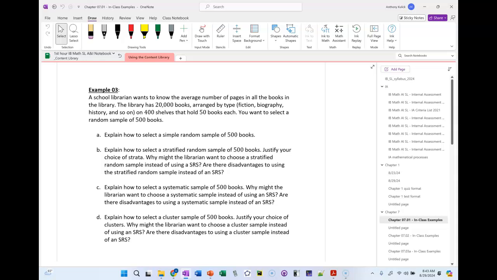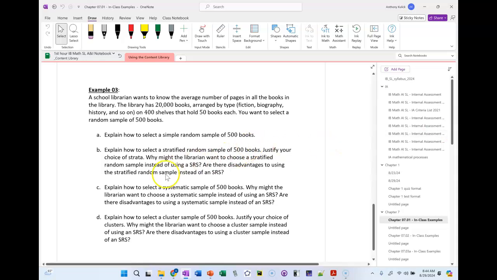So what you do, you have 20,000 total books, right? Each of the 20,000 books is assigned a number, and you use a random number generator to select 500 numbers from that list. Those are the books you choose. So it's not separated by location. Every book has an equal chance of being selected. Is everybody cool? Okay.